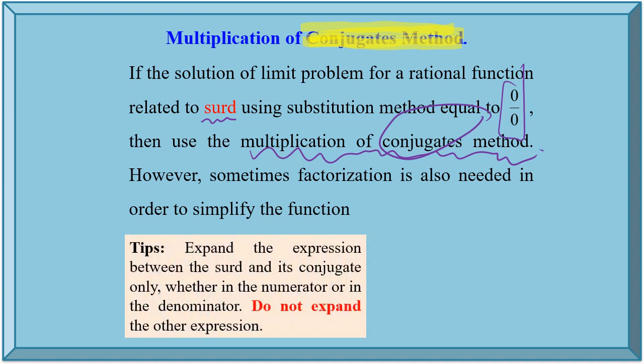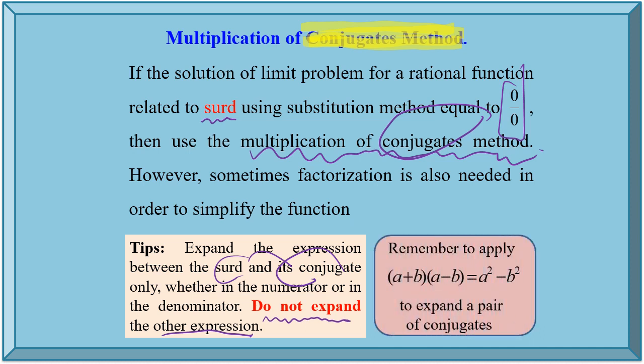Tips: expand the expression between the surd and its conjugate only, whether in the numerator or in the denominator. Do not expand the other expression. So what we need to do is the one with the surd and its conjugate, we expand. The other parts, we don't have to expand. Just leave it like that, so we can later cancel out. Okay, remember to apply a plus b multiplied by a minus b equals a squared minus b squared to expand a pair of conjugates.